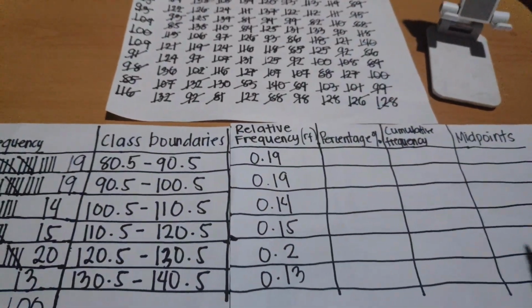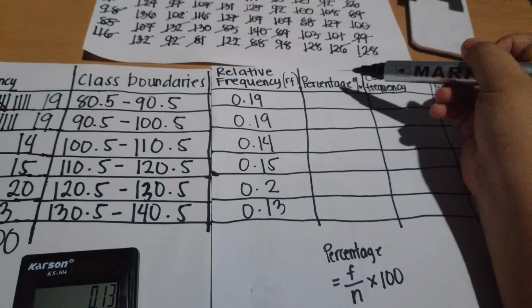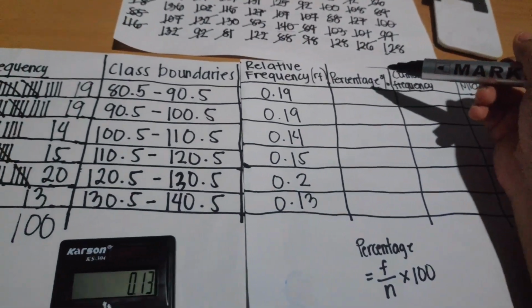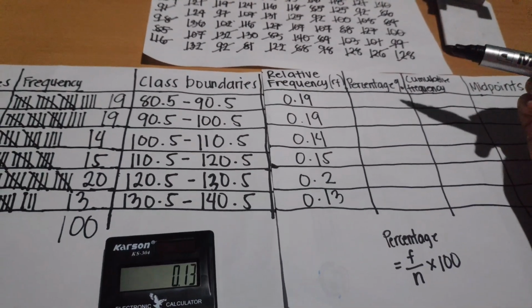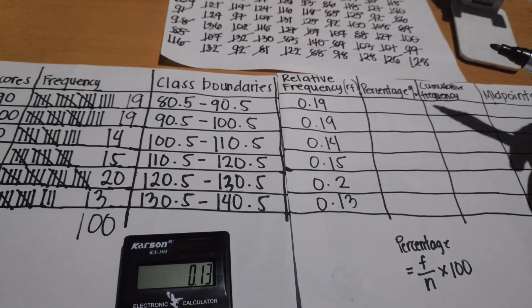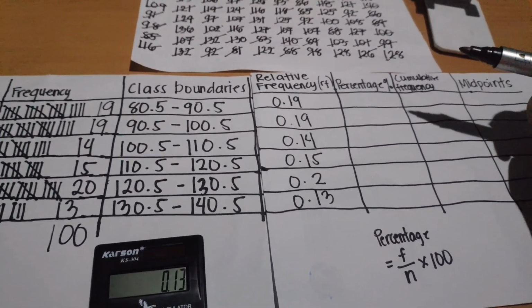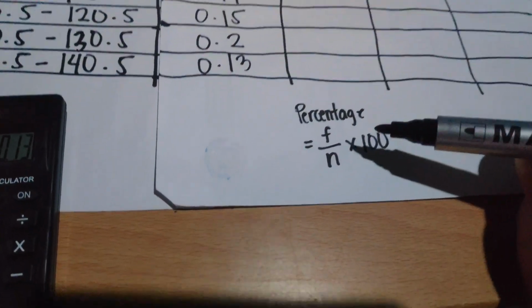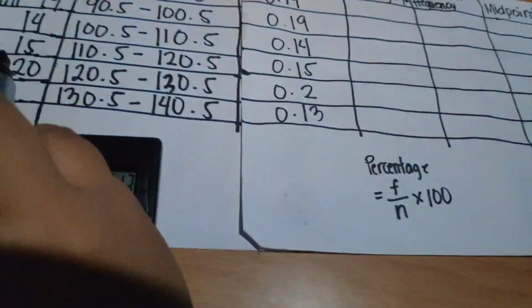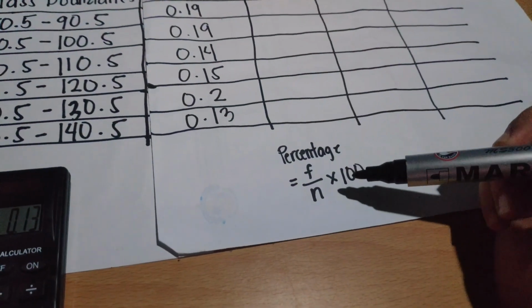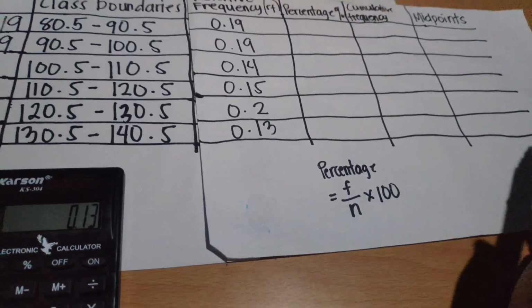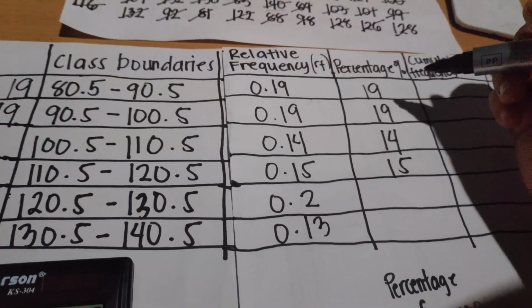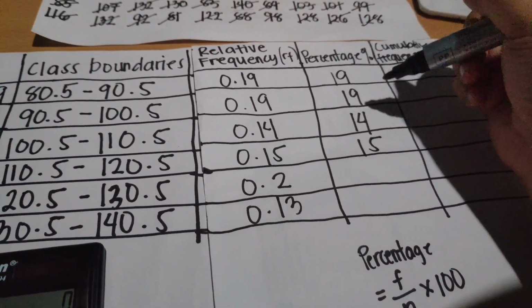Now, let's proceed to percentage. The next step is percentage. In getting percentage, it can be found by multiplying each relative frequency by 100%. So, this is the formula: frequency divided by n, then times 100. So, madali lang kunin yung percentage.